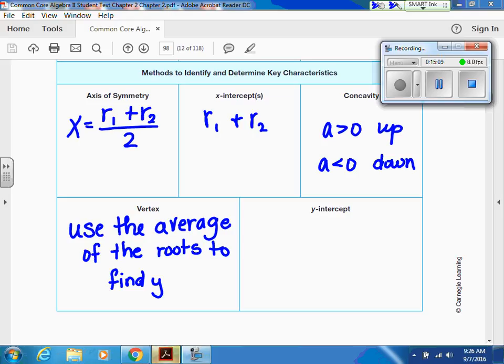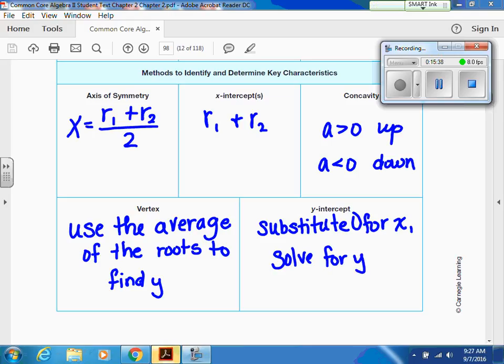As far as the y-intercept, there's no easy way on this one. You have to do it the old-fashioned way. You have to substitute. Substitute. How about that? That looks better. You have to substitute your 0 for x and solve for y. This is the old-fashioned y-intercept direction.